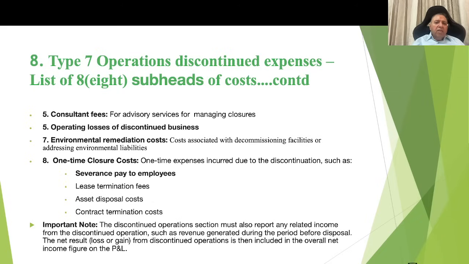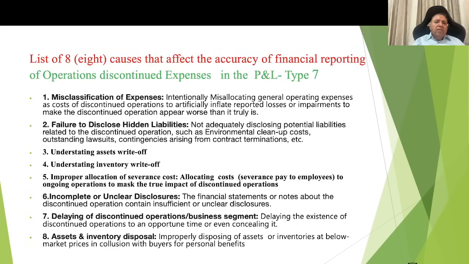One-time closure costs such as severance costs payable to the employees, lease termination fees, assessed disposal costs, and termination cost for contracts which need to be prematurely closed. Now, the important thing to remember here is that the discontinued operations section must also report any related income from the discontinued operations, such as revenue generated during the period before disposal. The net result, loss or gain from discontinued operation, is then included in the overall net income figure of the P&L.